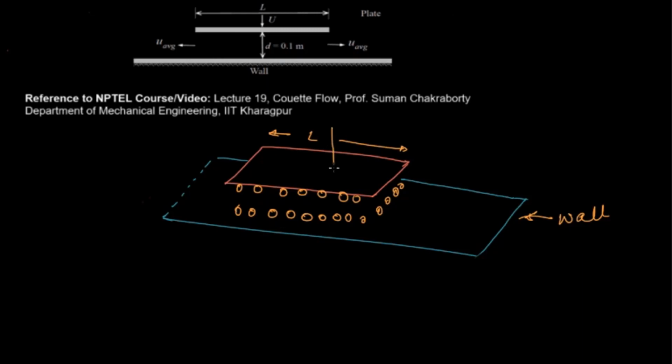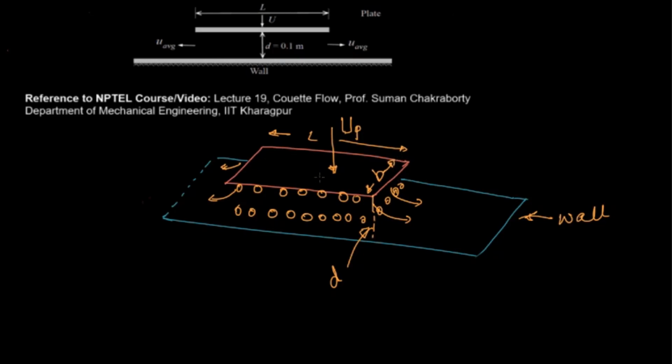Now when the plate is moving downward with a velocity, let's say UP for the plate velocity, these fluid particles will try to run out from the side. This height is given in the problem as d, and let's assume the width of this plate to be b.